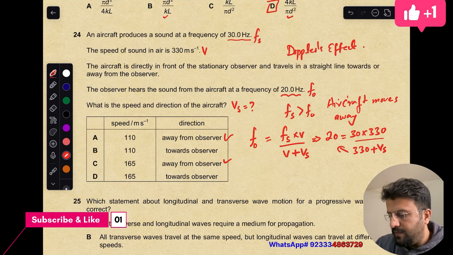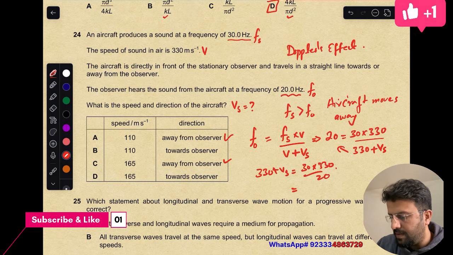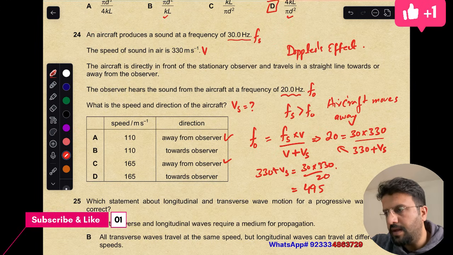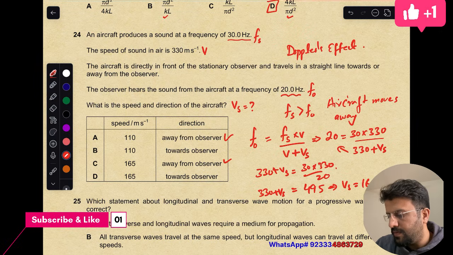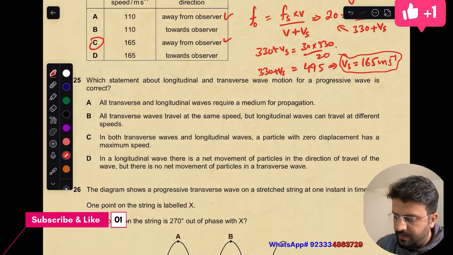So you have to find Vs. Vs will go there, 20 will go there, so 330 plus Vs equals 330 into 330 divided by 20. If I calculate, it will be 495, so 330 plus Vs equals 495. So Vs is equal to 165 meters per second. That is your final answer, so it's option C.